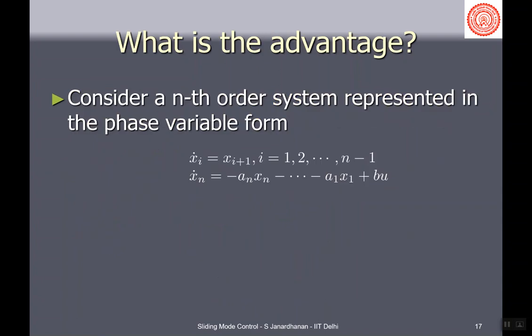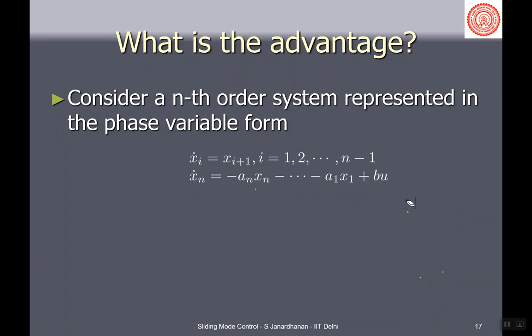Okay, now what is the advantage of going through all this hassle? And as usual, let us take a very simple example, but not so simple as a second order system. Let's take an nth order system and let us confine to linear time invariant systems. So there is an nth order system in phase variable form, which would mean that x1 dot is x2, x2 dot is x3, and so on, and xn dot is this particular equation, which again is a linear combination of all the states and the input also.